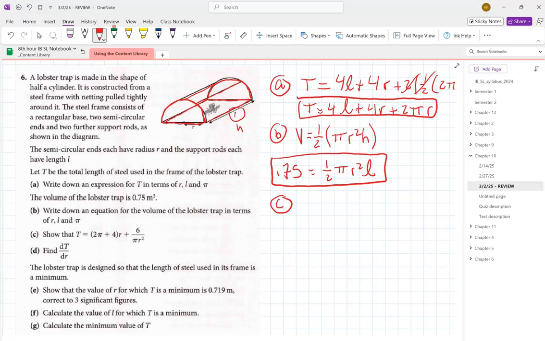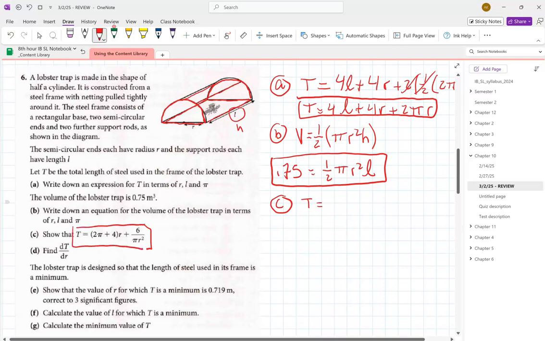It says show that T is equal to this equation. Okay, this is a super common presentation for IB. They're often going to give you a problem like this where it's going to say show that something is equal to something else, because they know that you're going to need this equation to finish the problem. So they're going to give it to you so you can still be able to do parts D, E, F, etc. Even if you screwed up this part, even if you can't show it, you still should use it.